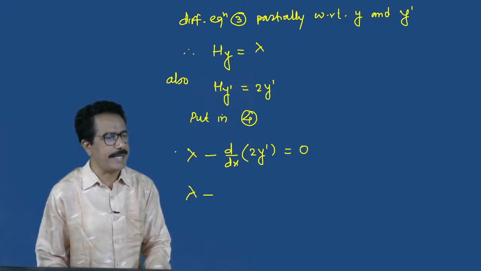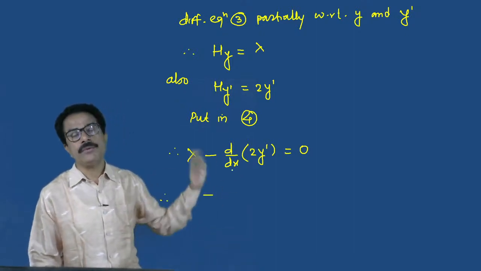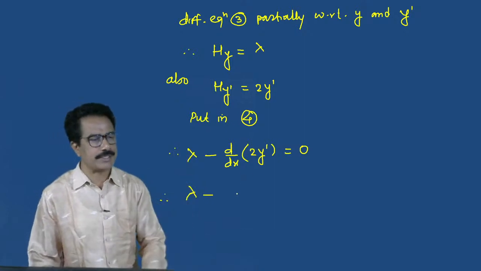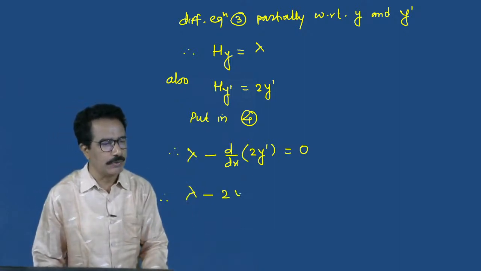So lambda minus the derivative, again we have to take the derivative with respect to x, then we can write 2 into y dash.